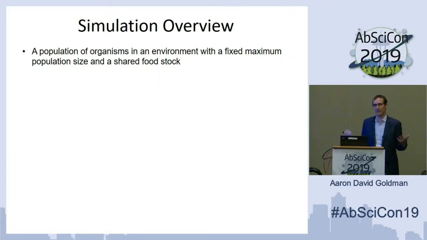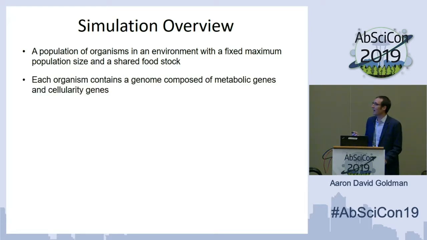And so we designed what's called a digital life simulation, where we abstract some of the activities of organisms, and which allows us to test hypotheses that we couldn't otherwise test in a laboratory setting or using phylogenetic analysis. And so in our digital life system, there are populations of organisms, and they live in an environment with a shared food stock and some predetermined fixed population capacity. Each organism has a genome that has both metabolic genes and cellularity genes.